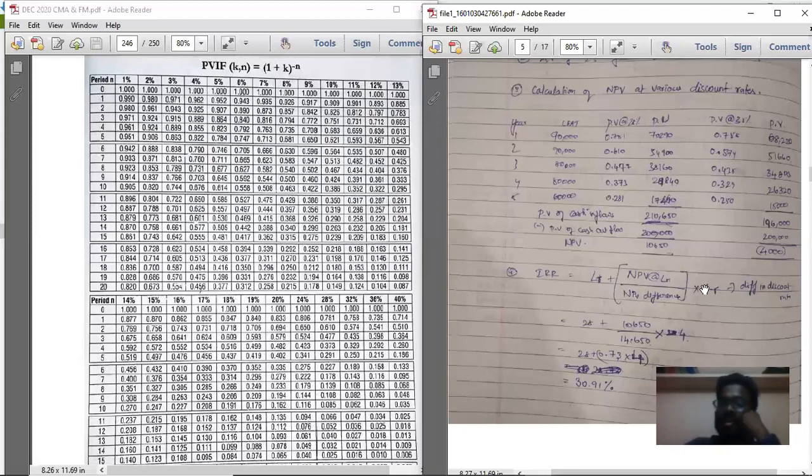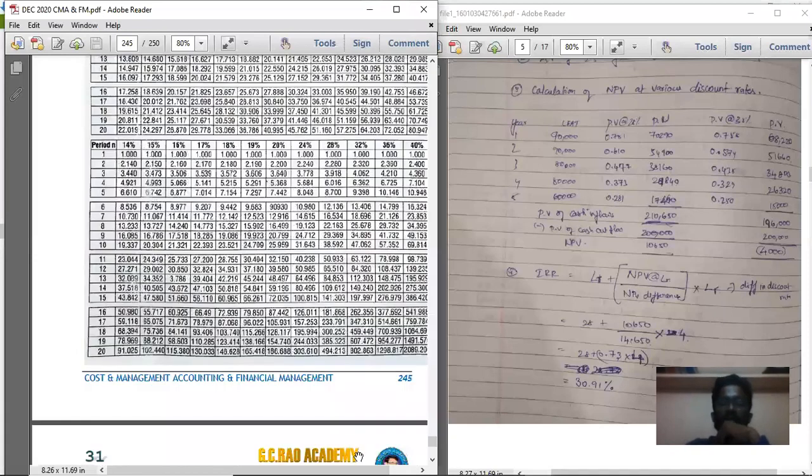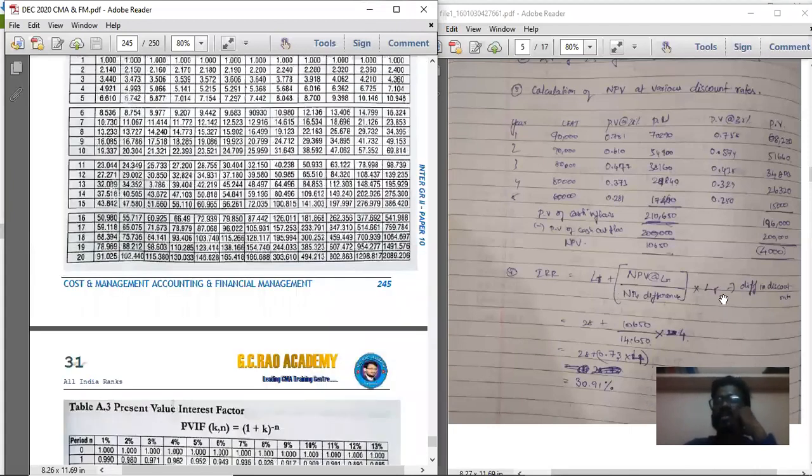Actually, this is not LR, this is LD. One second, we'll just check the formula before writing the formula. Okay, DR, this is DR. DR is nothing but difference rate. Difference rate is how much is the difference between two rates?